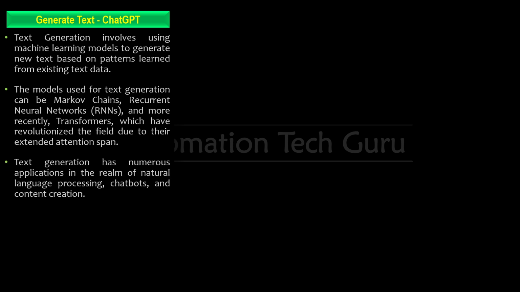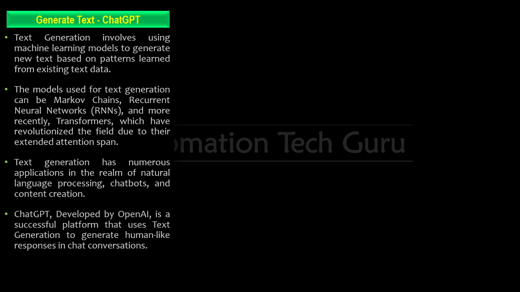Text generation has numerous applications in the realm of natural language processing, chatbots, and content creation. ChatGPT, developed by OpenAI, is a successful platform that uses text generation to generate human-like responses in chat conversations.